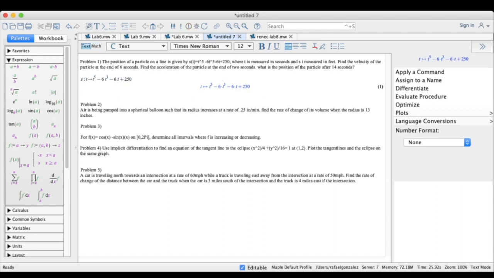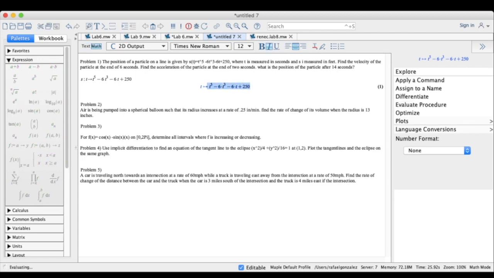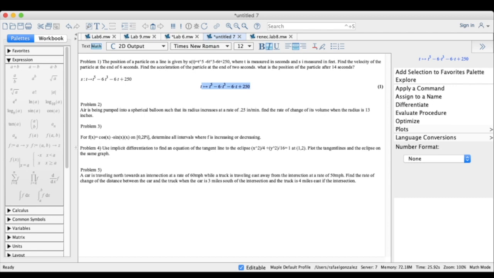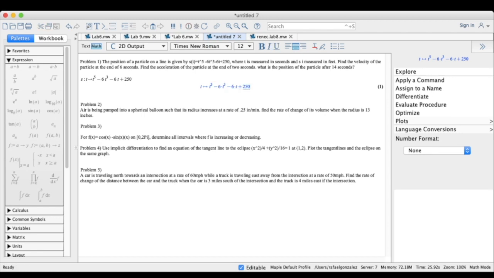So let's make sure that's right. t to the fifth minus 6t cubed minus 6t plus 250. So that is correct. So now this right here is the position of the particle. Now we have to find the velocity of this particle and the acceleration.